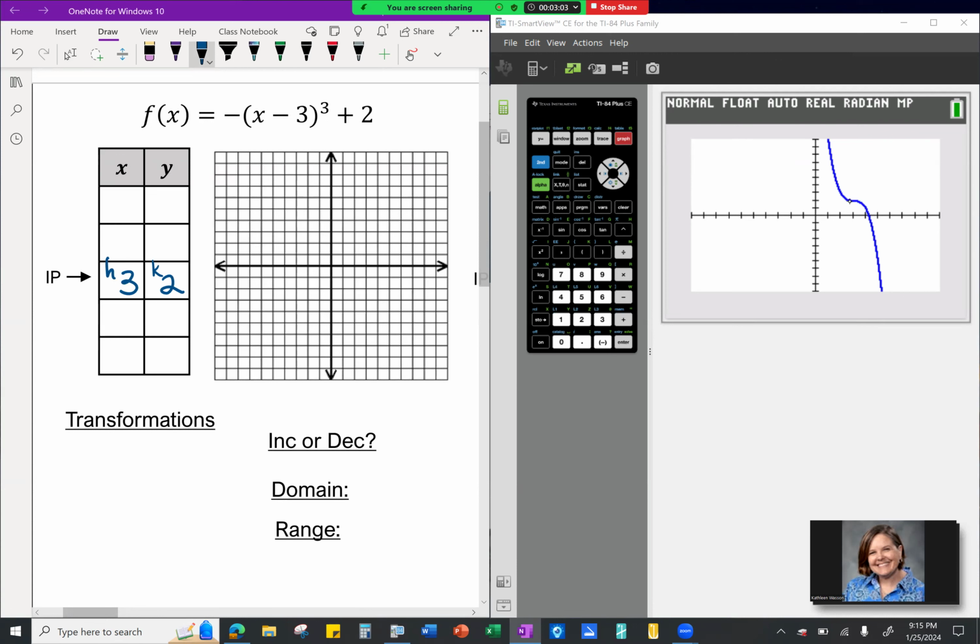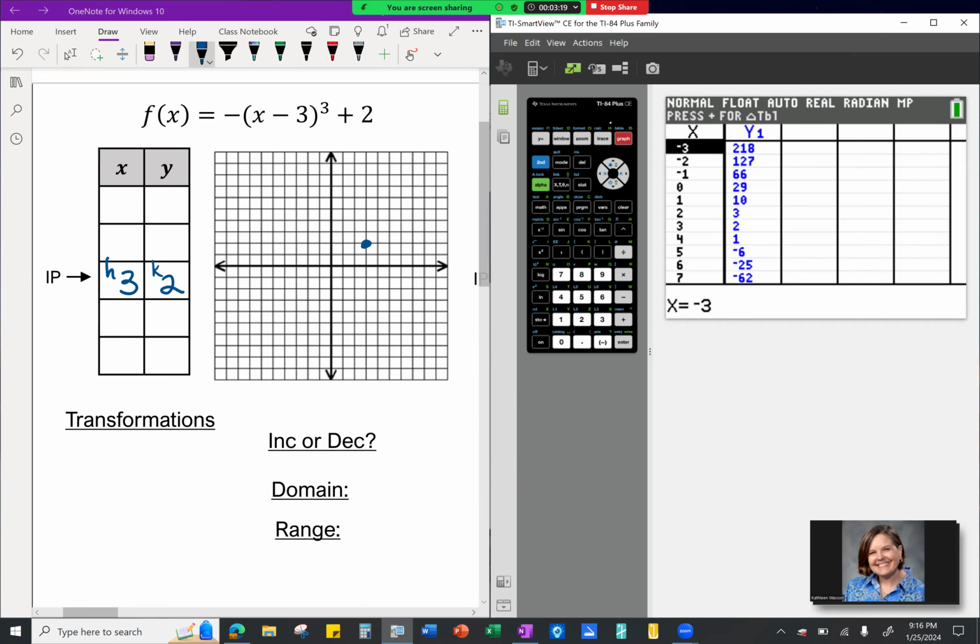So when we look at the calculator table to collect the other points that we'll use for graphing, we need to look around 3, 2. I can use points that are near to 3, 2. So I'll use 2, 3 and 1, 10. I'll also use 4, 1 and 5, negative 6.